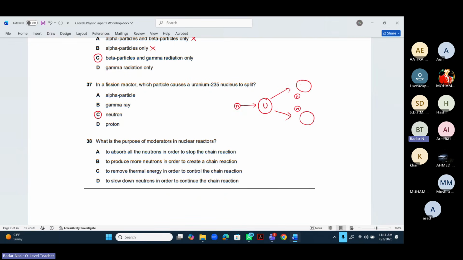What is the purpose of moderators in a nuclear reactor? So moderators का purpose क्या होता था? To slow down the neutrons. So the control rod is to absorb the neutrons, not to produce more neutrons to create a chain reaction, not to remove thermal energy. So जब neutrons moderator को आके hit करते थे, so they used to lose their kinetic energy, and the neutrons used to get slowed down.